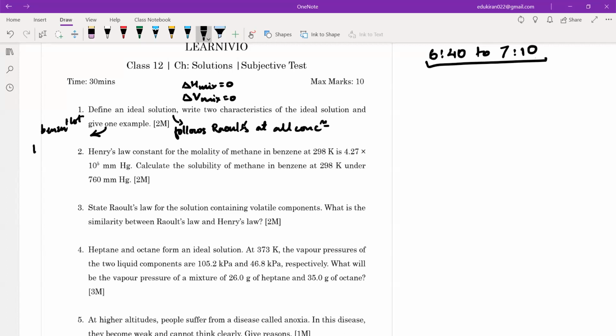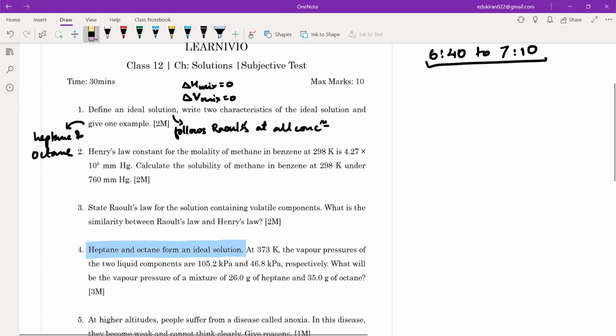You can also write hexane, heptane. If you do not remember any of these, then you have to apply your brain and see that in the question paper itself they have written heptane and octane form an ideal solution. You could have written this example here too. Heptane and octane could also be an example of an ideal solution.